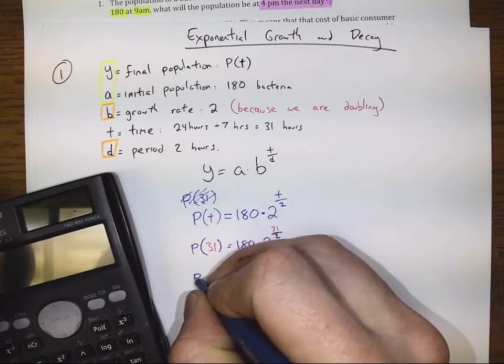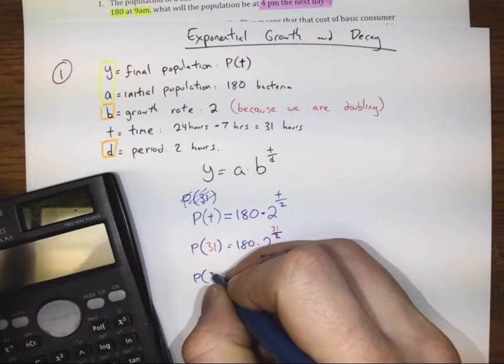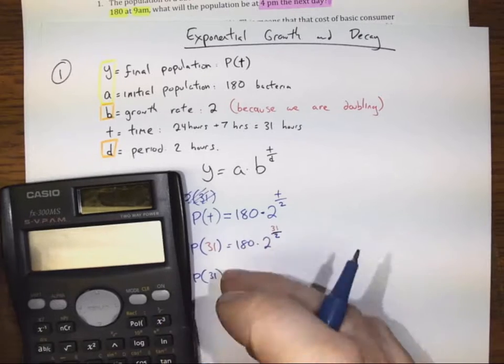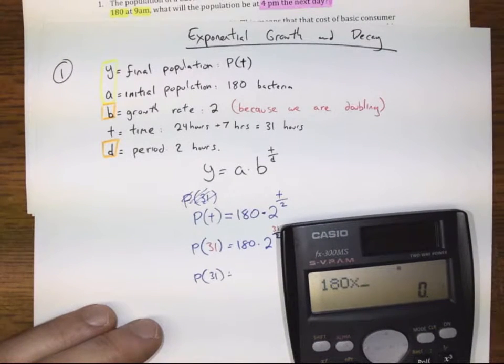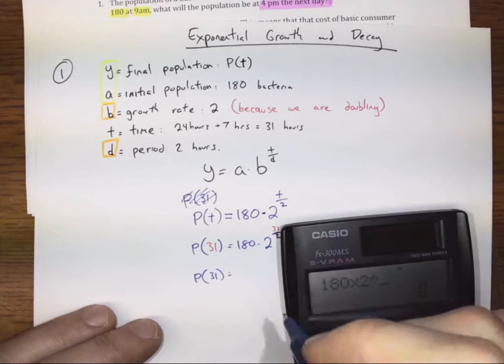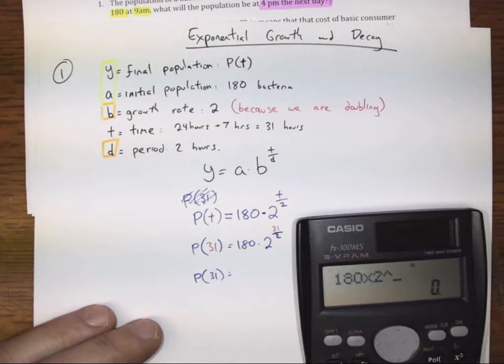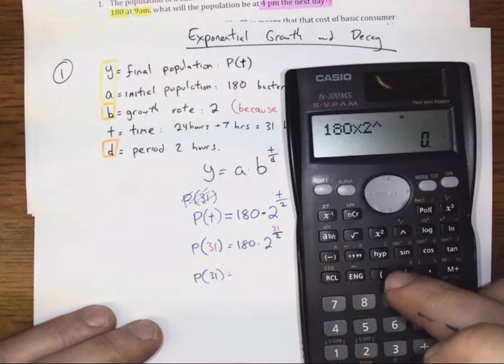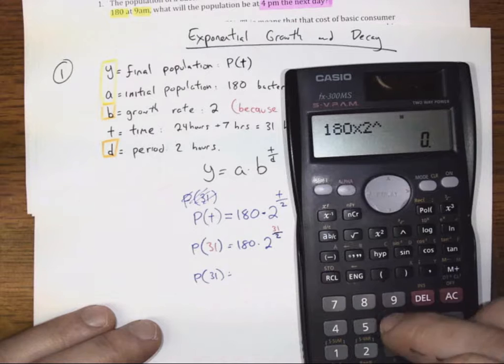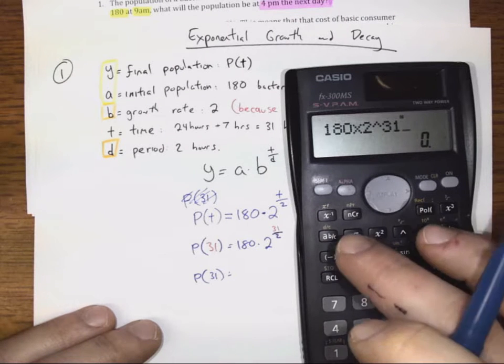All right. So this actually is not a question that involves a lot of algebra. We can just find the value. P of 31 is equal to 180 times 2. But the 2 has been raised to a power, and there's actually a fraction up there. So you can either use your fraction button, or you can use the division. But if you use the division symbol, you're going to have to add some brackets. So I'm going to show you how to do it using a fraction button first, and we'll do brackets next time.